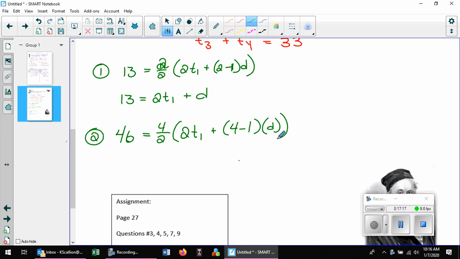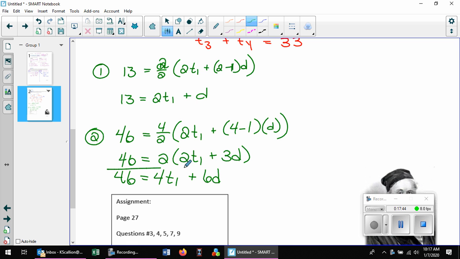So I'm not using the 33, I'm using the 46 because it's talking about the four terms. So I'm going to have 46 is equal to 2 times 2t1 plus 3d. So 46 is equal to 4t1 plus 6d. So I have equation 2 and I have equation 1.